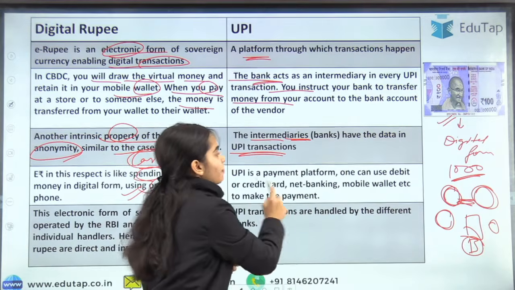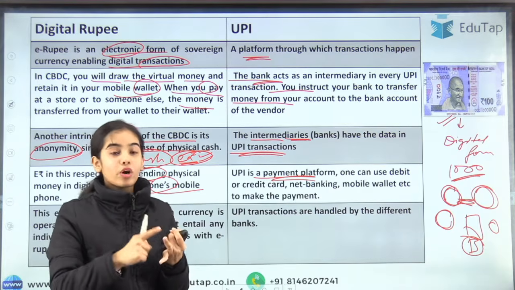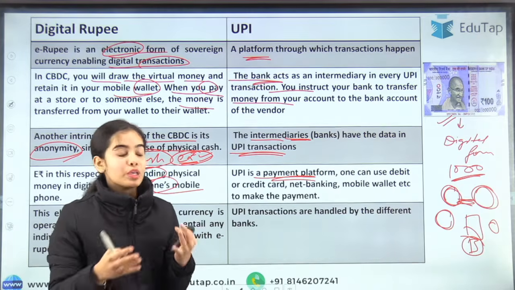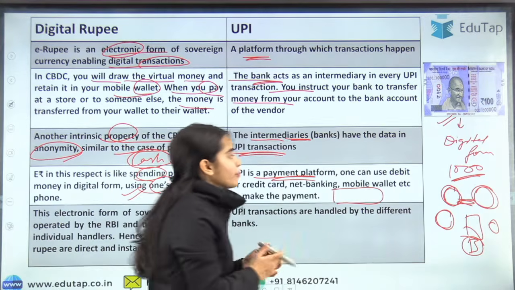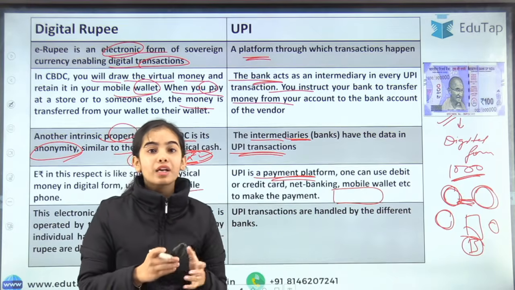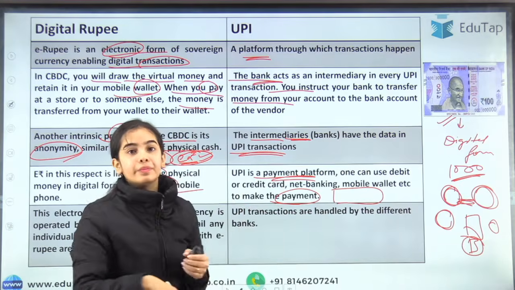But UPI is a payment platform. So it needs your debit card information, or your credit card information, or some kind of information, some kind of backing. So you need to feed in your debit card information, your bank account information, your credit card information or such to make the payment. So here all the data is being provided.